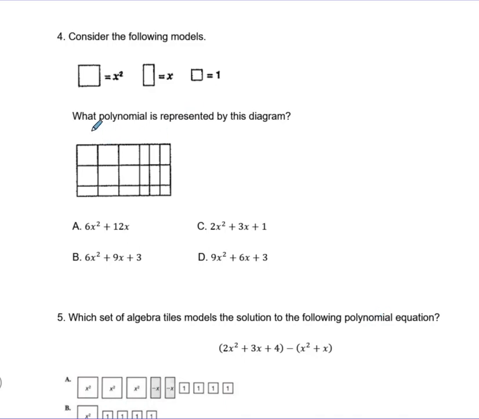So for number 4, it looks like they're all the same signs. I don't have any negatives in here, so we're just going to count. You have 1, 2, 3, 4, 5, 6, so you have 6x squared. Then I have 1, 2, 3, 4, 5, 6, 7, 8, 9, so 9x, and then I have 1, 2, 3 for this one. So that's that. We're just collecting them.